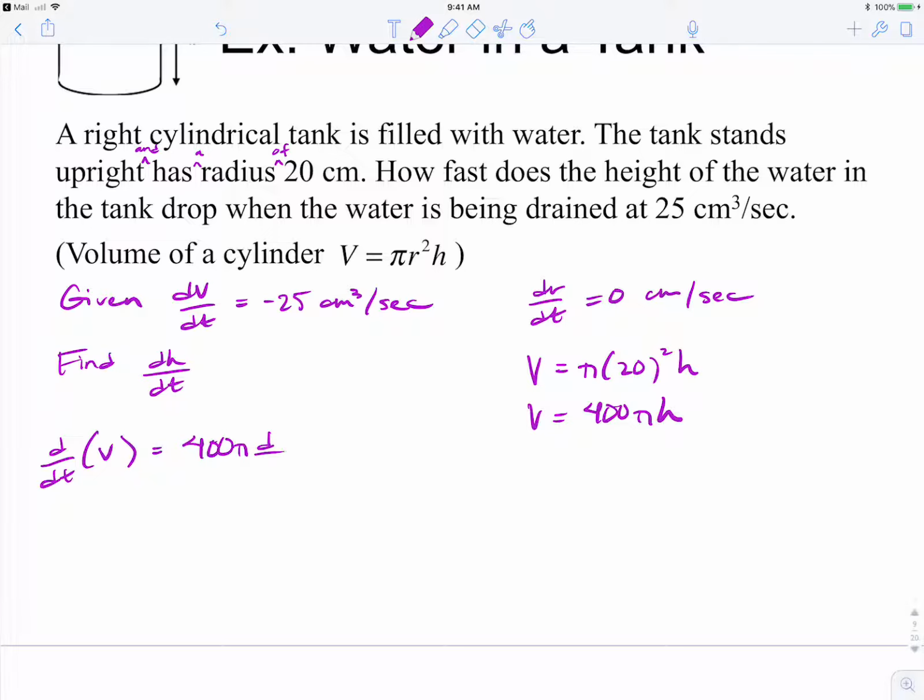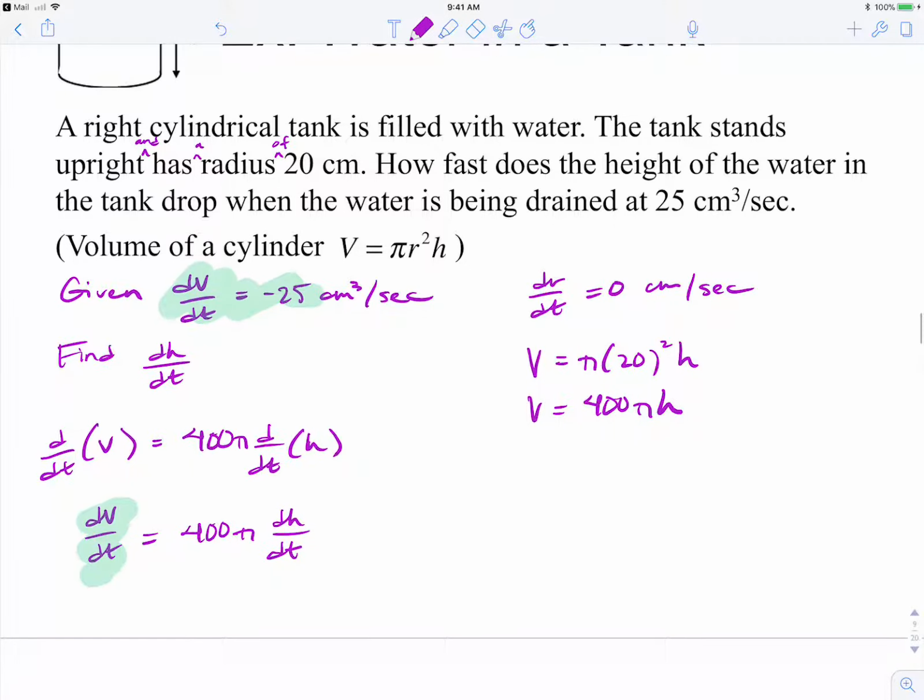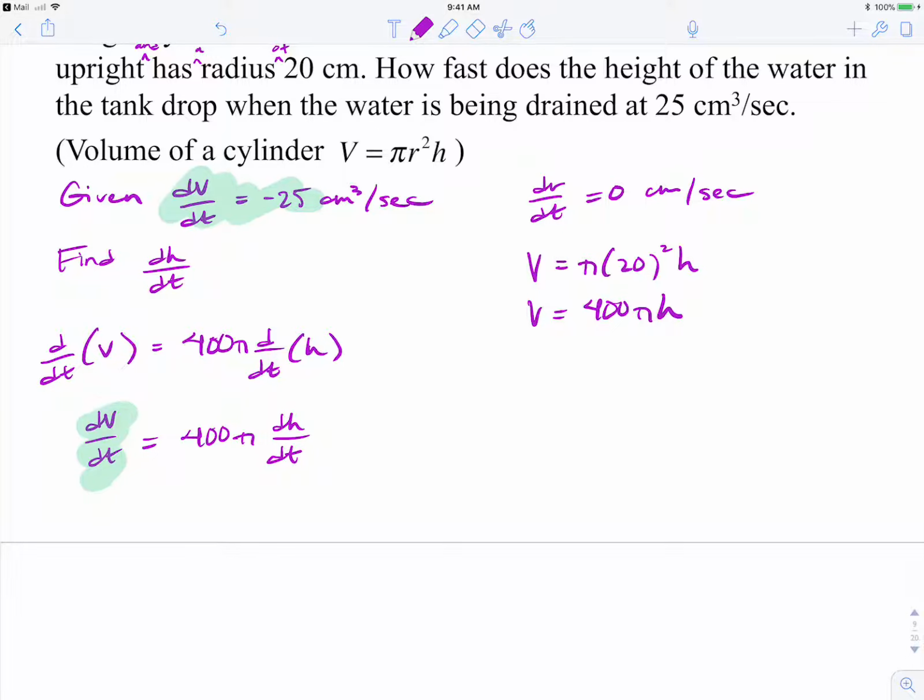And I'm going to pull the constant out. Okay, so this is a pretty easy one. Left-hand side just becomes dV over dt, 400 pi times dh over dt. Okay, so we can see that we have dV over dt, which we can substitute in, and then it's just doing a little algebra and solving for dh over dt.